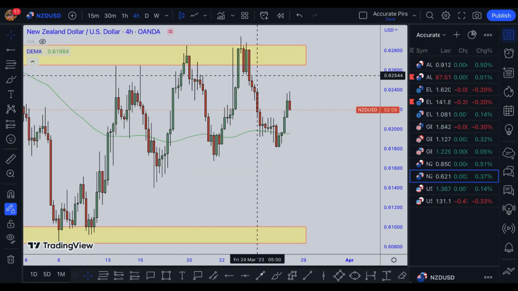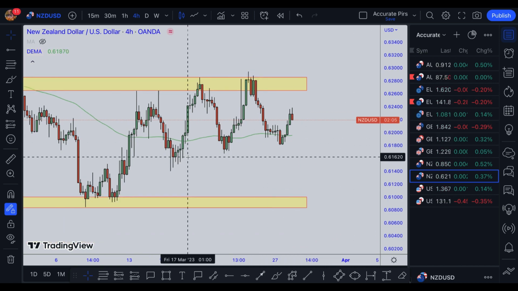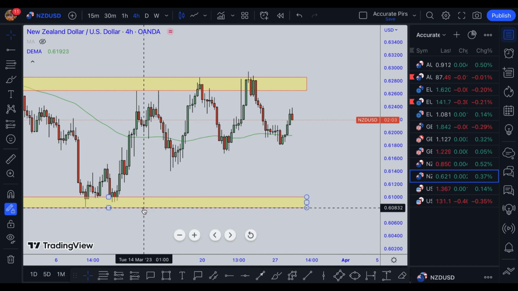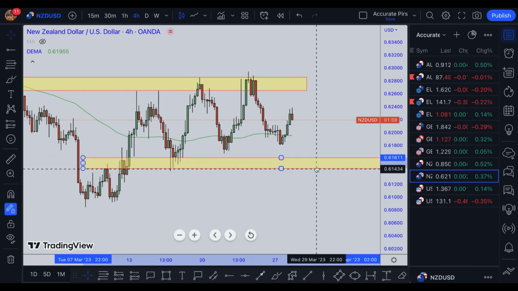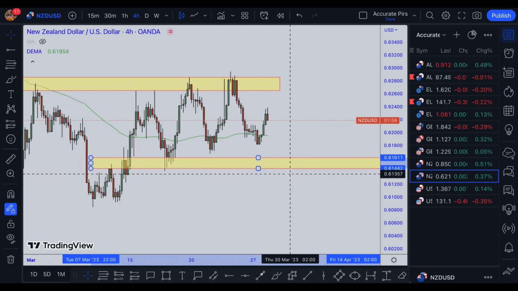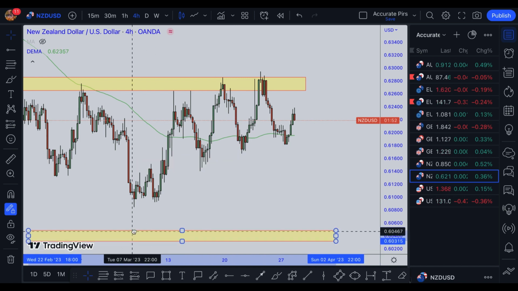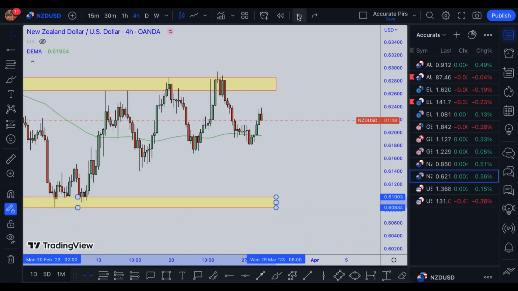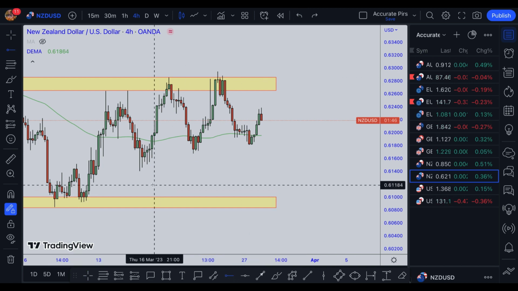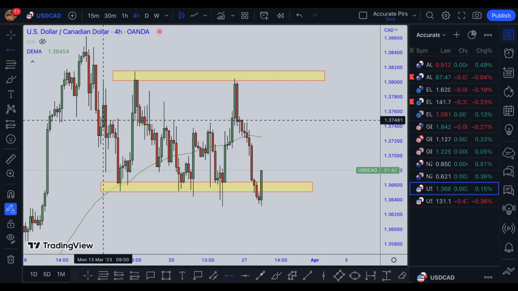NZD USD. I'll be honest with you, with NZD USD, I think we've got a new support level happening right here. So I'm just going to highlight this level right here and keep an eye on it. You know what? Actually, sorry people, take this back down. I'm going to highlight this as a temporary support level. Let's move on to USD CAD.